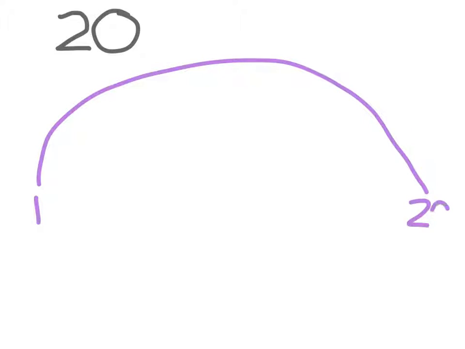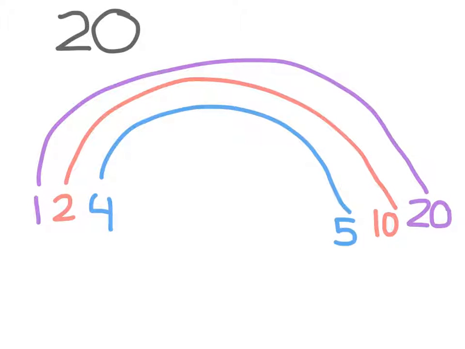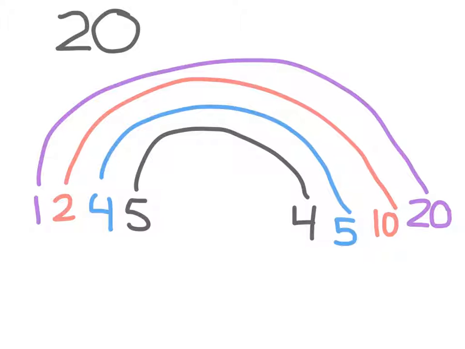We have 1 and 20, 2 and 10, nothing with 3. We have 4 and 5. I could repeat that to show 5 and 4. 6 does not work. 7, 8, 9.